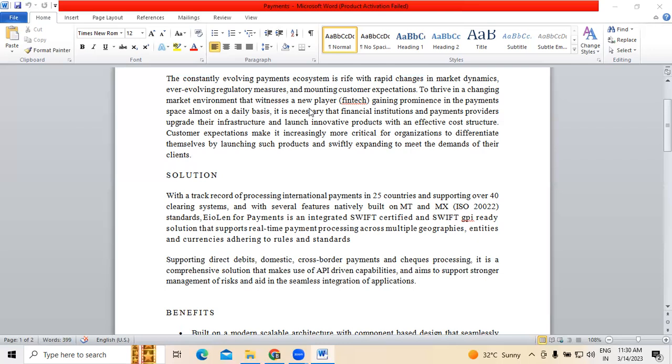What EOLN has: EOLN has a track record of processing international payments in 25 countries. At the same time, EOLN has the capacity as well as the exposure towards supporting over 40 clearance systems, as well as several features, such as ISO 20022 standards and everything. This is generally the strength of the company.